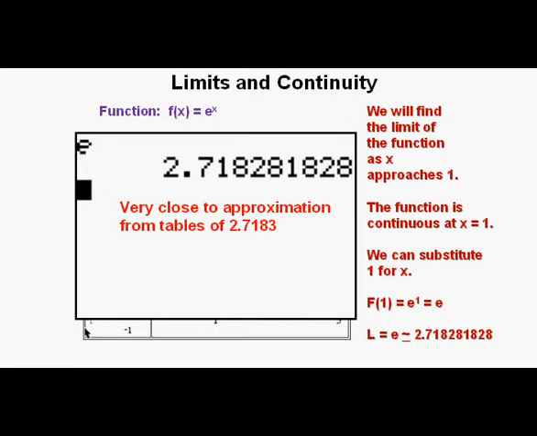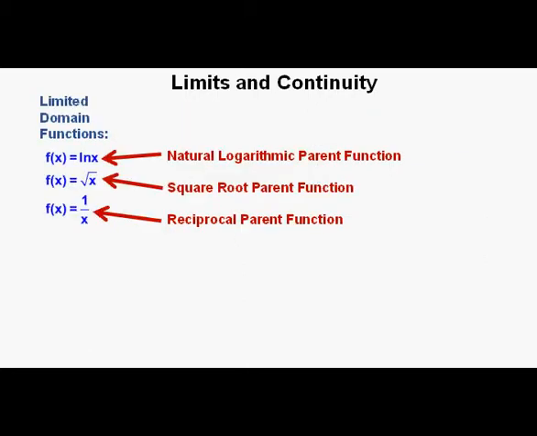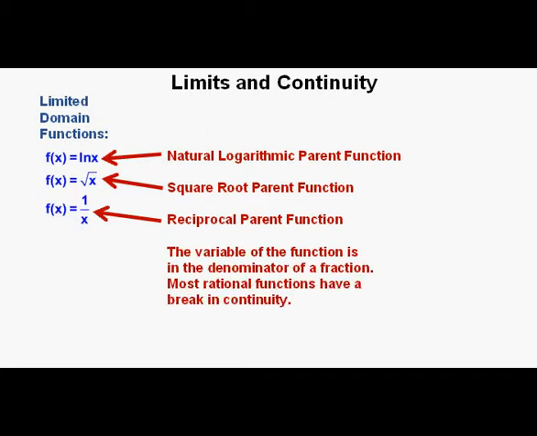Now we're going to look at limited domain functions. The three precalculus parent functions that have limited domains are the logarithmic function f of x equals ln x, the square root function f of x equals the square root of x, and the reciprocal function f of x equals 1 over x. What we're going to focus on is the reciprocal function, which is what we call a rational function. Rational meaning that the variable is located within the denominator of the function, of the fraction.